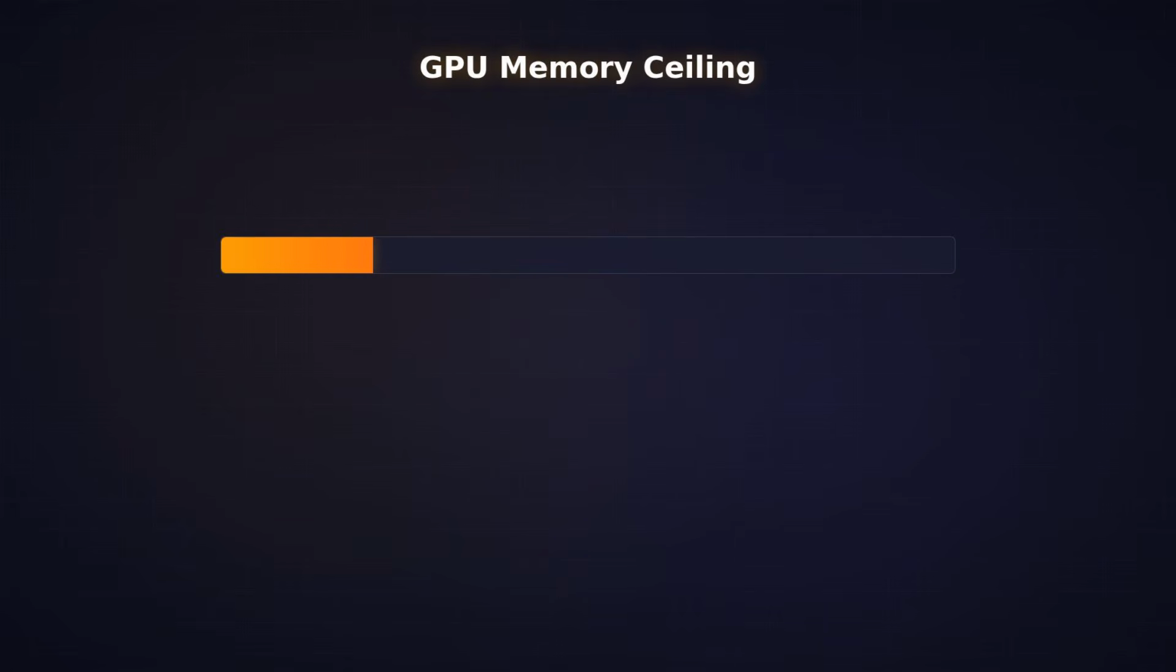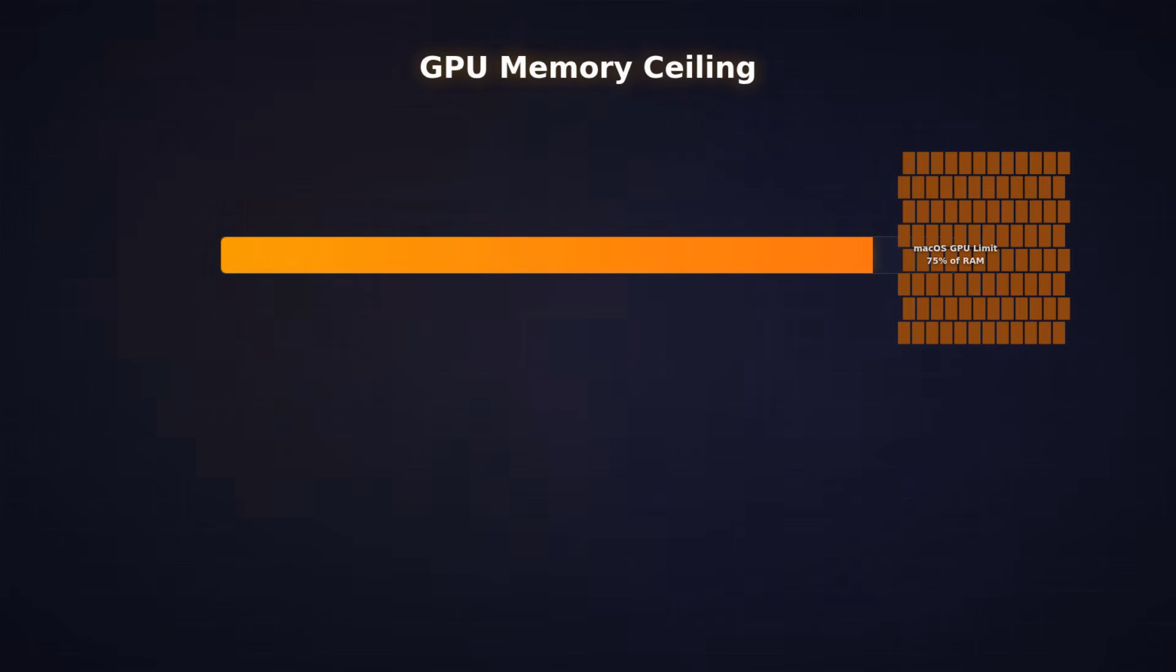There was a problem. At the default settings, macOS caps GPU memory at about 75% of your total RAM, 11.2 gigs out of 16. That's a hard wall. 768K barely squeezed through. A million tokens? No chance. But there's a trick.